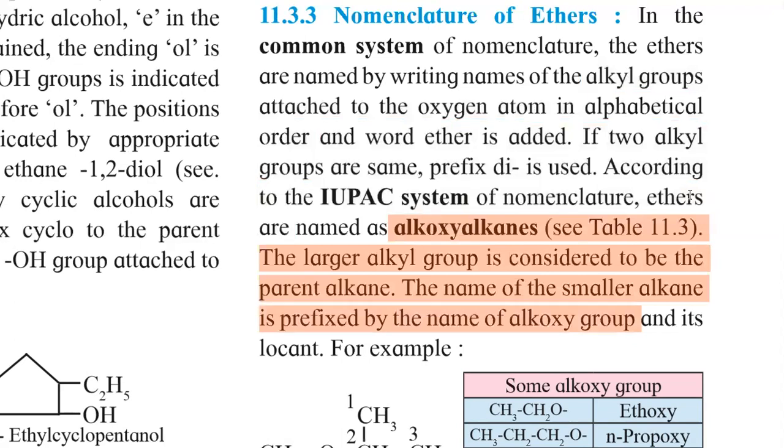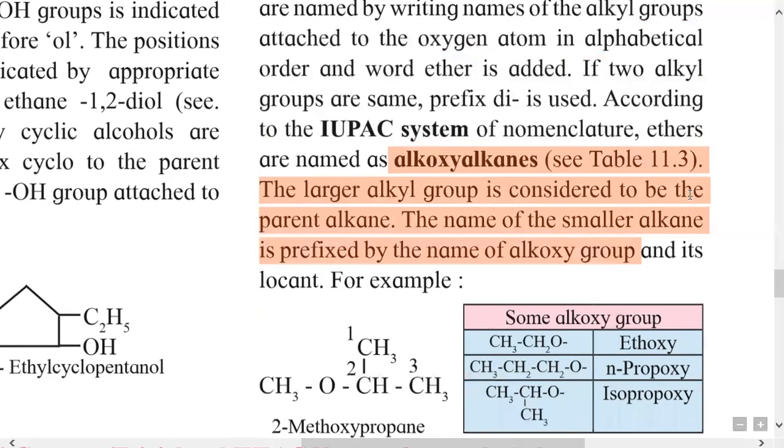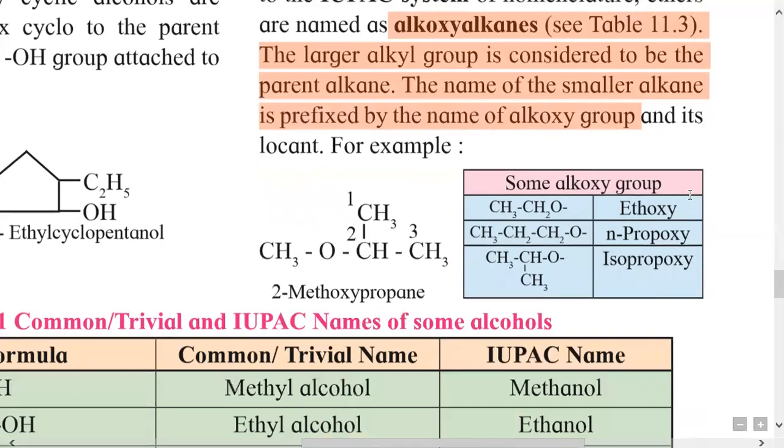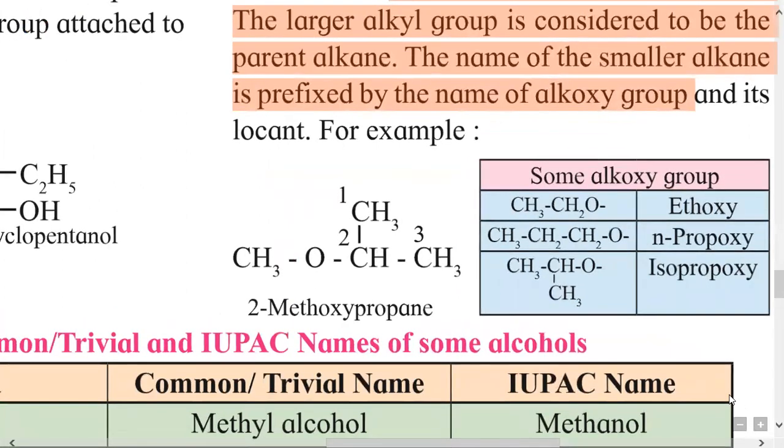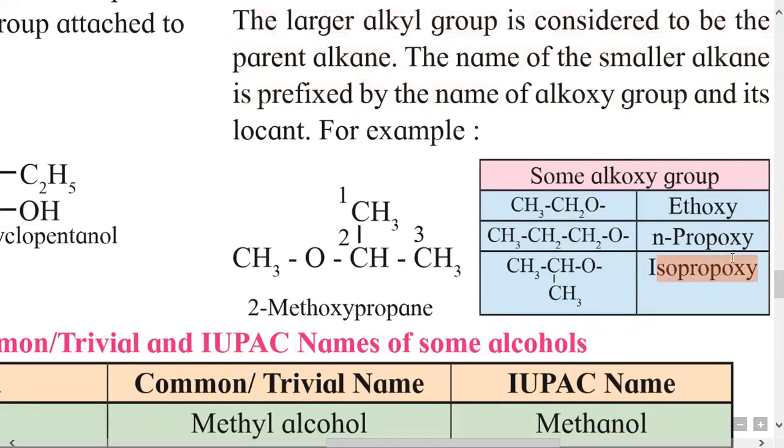So, alkoxy alkane. Here some examples of alkyl groups are given. Here it is CH3CH2O, which is an ethoxy, 2 carbons. With 3 carbons in a straight chain and oxygen, it is called n-propoxy. Then 3 carbon atoms in a branched chain with oxygen is called isopropoxy. So these are the examples of some alkyl groups.